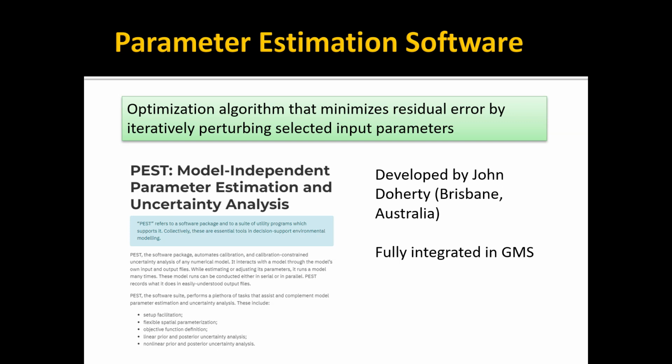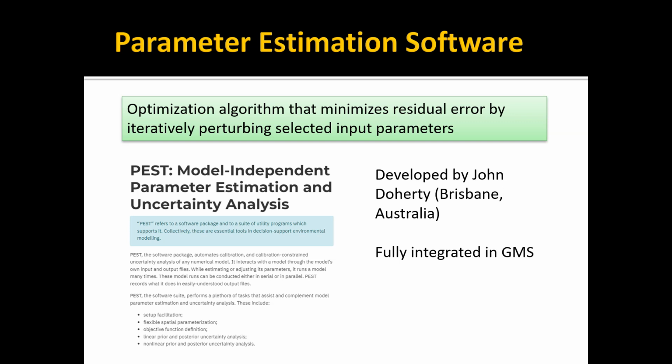And you indicate to the utility what parts of the input you want it to change, and then it takes over and runs the model dozens or hundreds of times until it gets to a point of diminishing returns where it can't improve it anymore. And it does this very rapidly, much more rapidly than you could do by hand. And so this is a really popular and powerful way to calibrate your models.